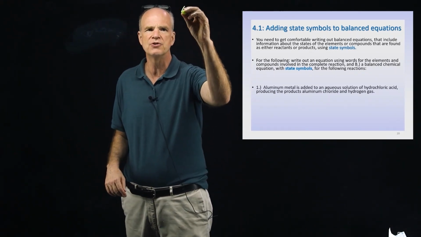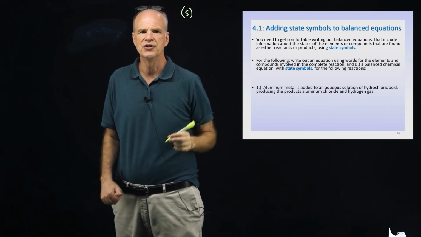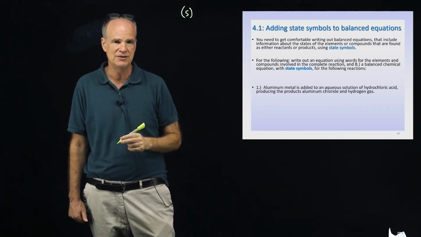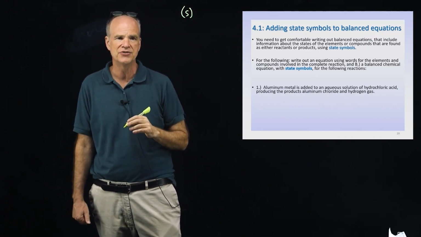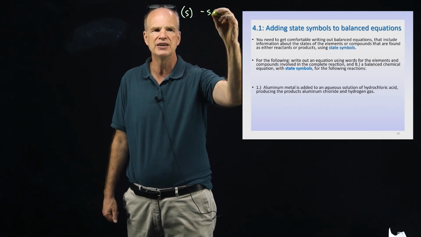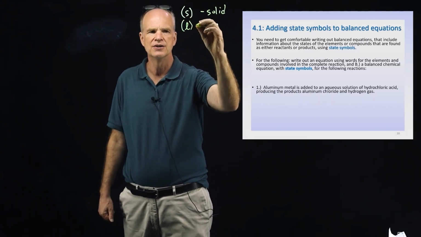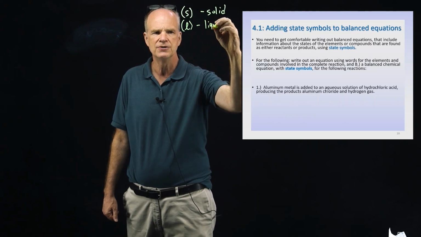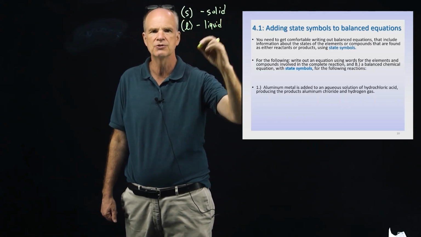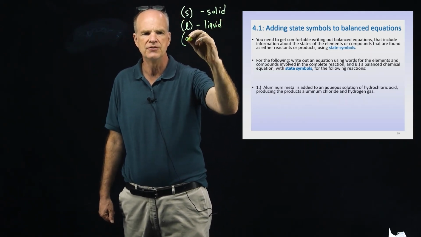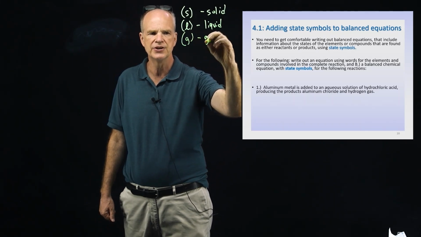One of them is (s), and if that's beside a compound, as you'll see in a few minutes, that indicates that the compound is in the solid state. If you have an (l) here, then the compound or element is in the liquid state. And if you have a (g) here, it's in the gaseous state.